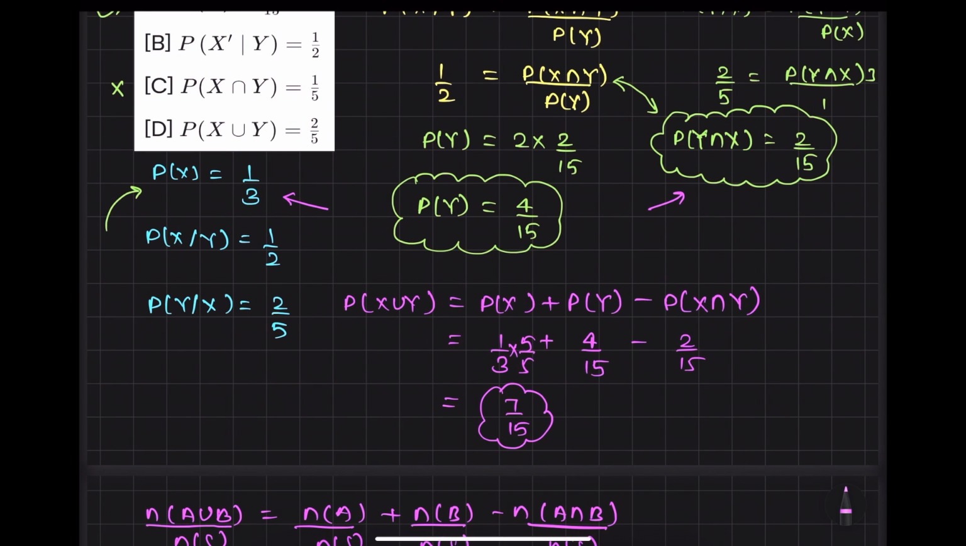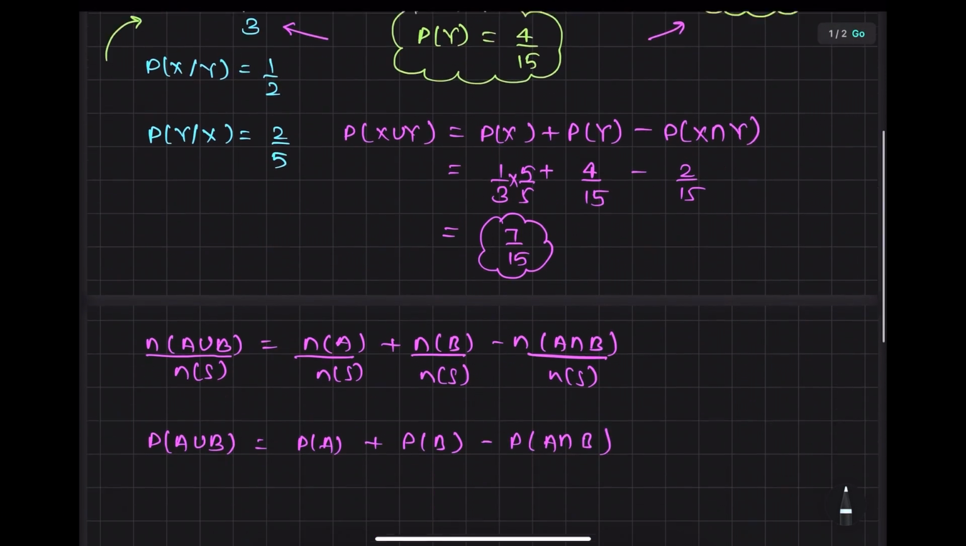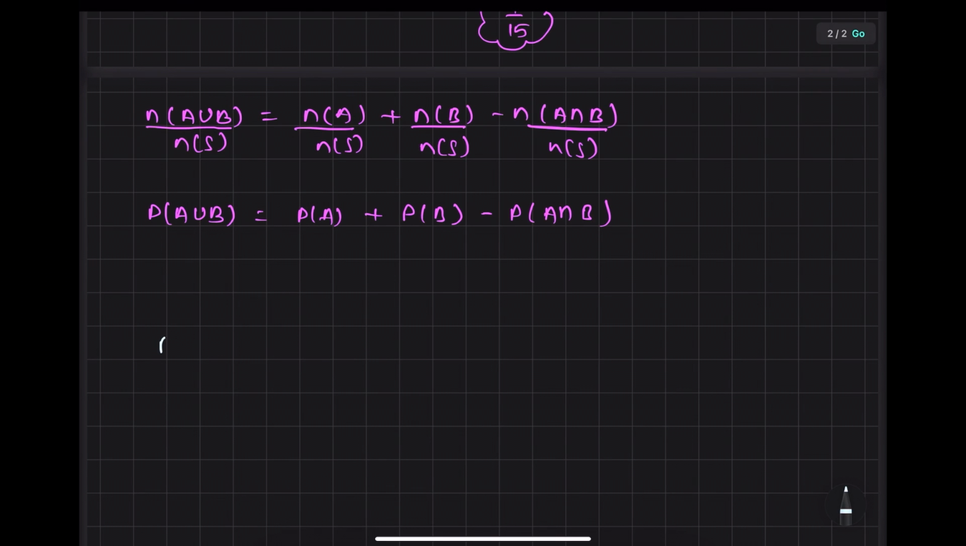But here they have given 2 by 5. So this is wrong. Okay. Now we have to go with the final part, that is this idea. P of X dash given Y. So P of X dash given Y. Now you can write this as P of X dash intersection Y upon P of Y, right?